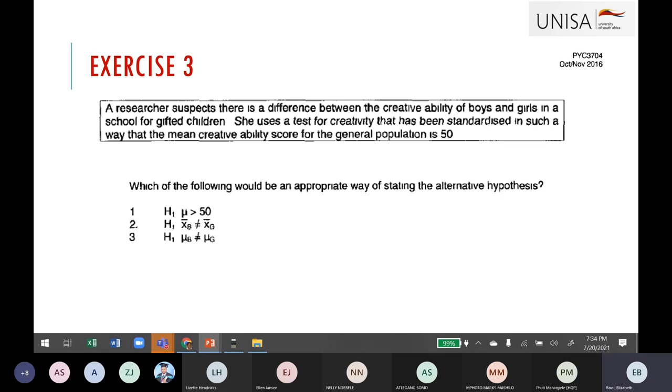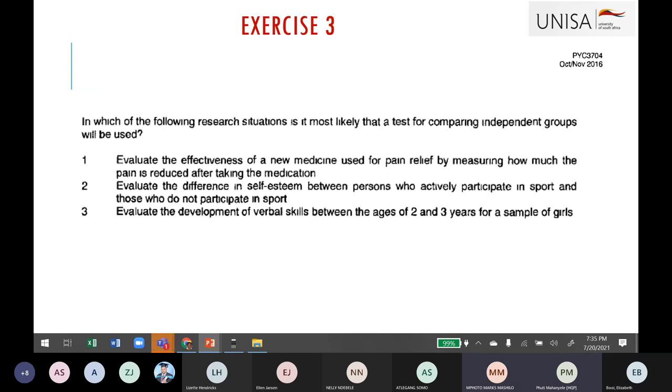Based on the same information that we had, number 3. Yeah, number 3. It will be number 3. In which of the following research situations is it most likely that a test for comparing independent groups will be used?